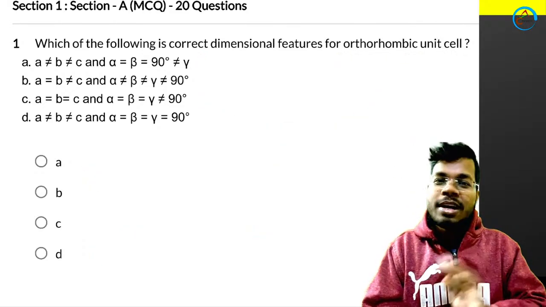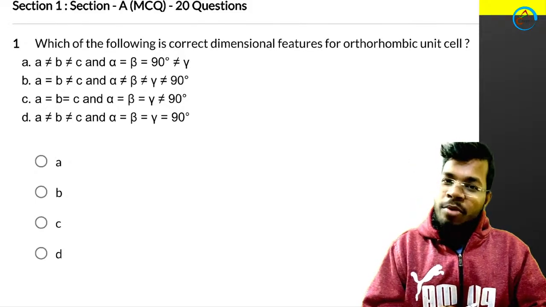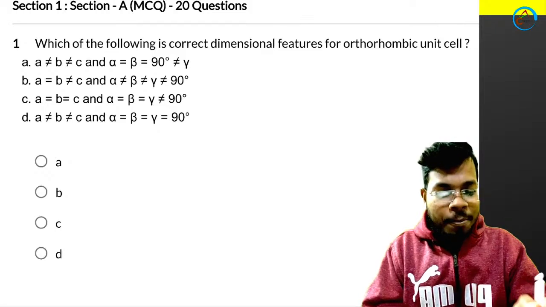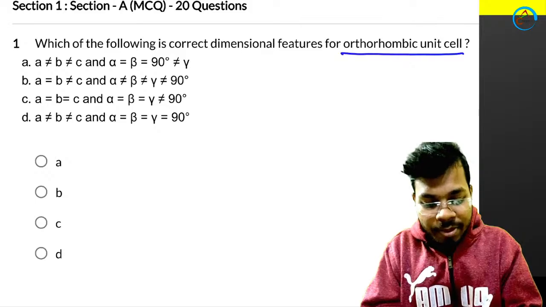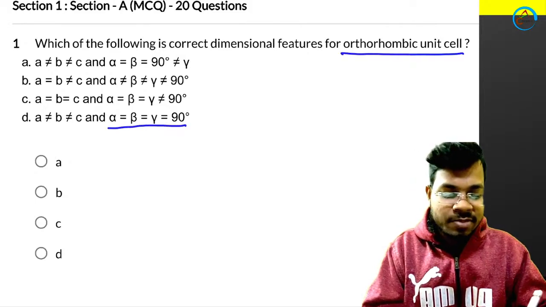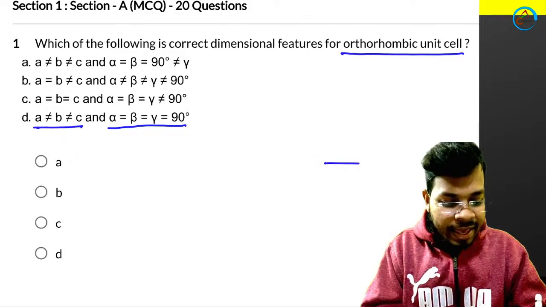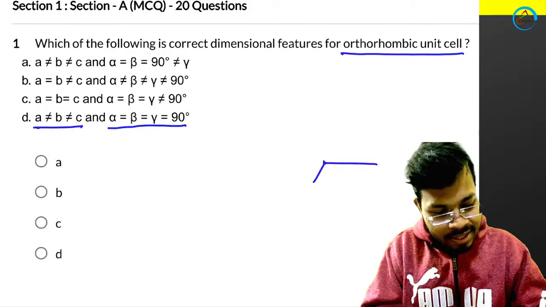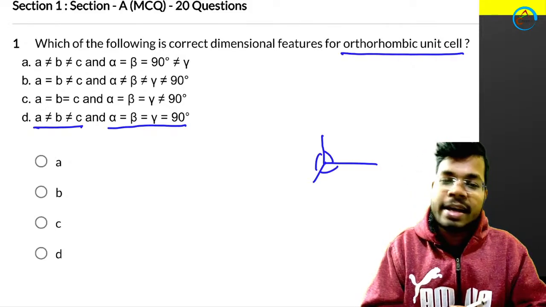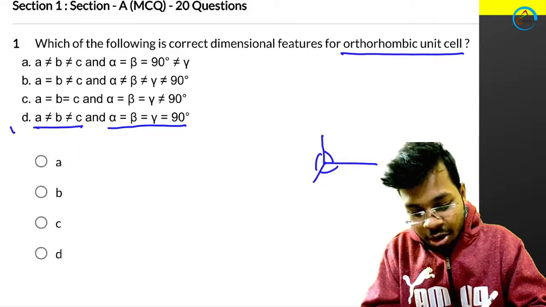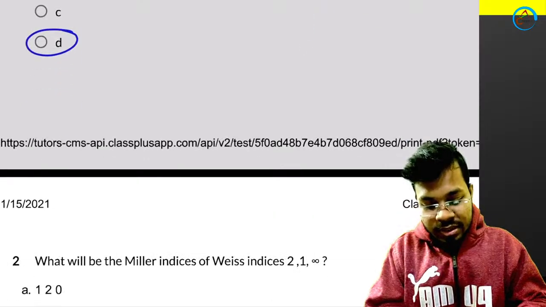So this question is purely a memory based question, so you have to remember the structure of the orthorhombic cell. For the orthorhombic cell, alpha, beta, gamma, all these angles become 90 degrees, but A, B and C are not equal. So option D is the correct option. Perfect. Going to the next question.